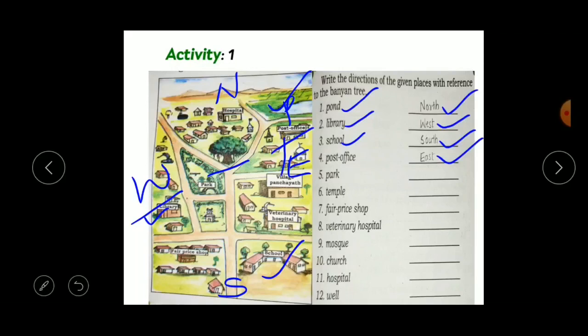So children, in the same way, you have to write the remaining ones here: the park, temple, fair price shop, etc. Find these places in the map, then write in which direction these places are located, for example north, south, east, west. Understood children? Now let's move to another concept.